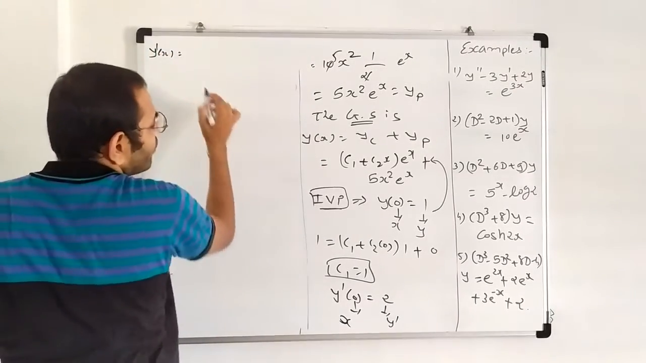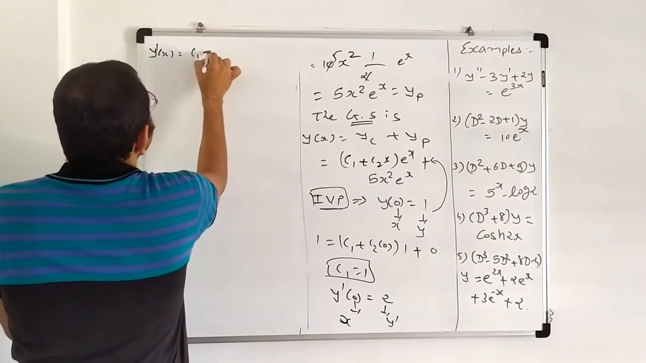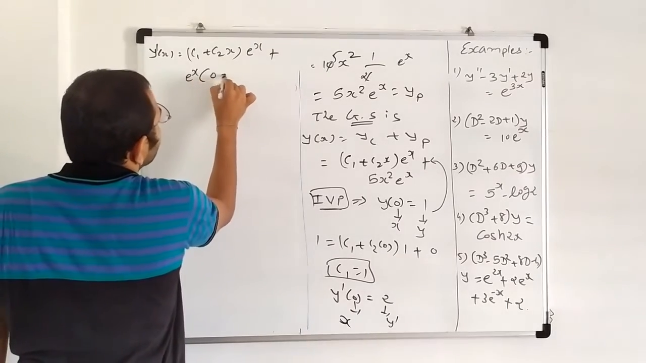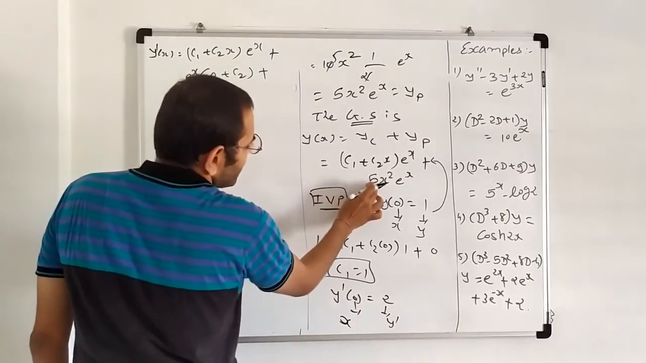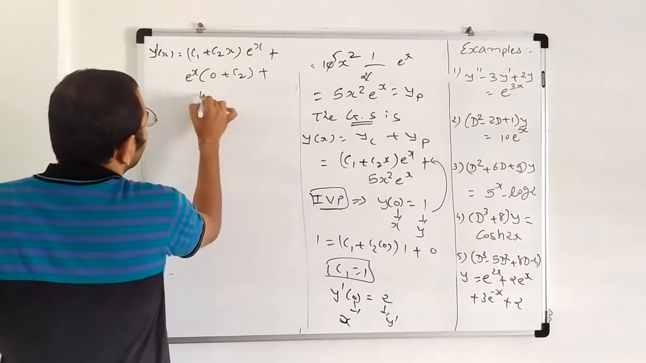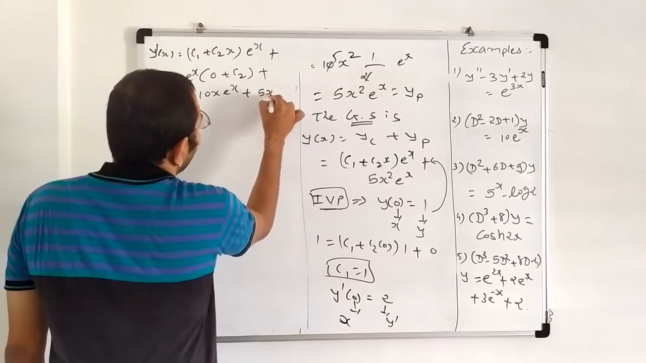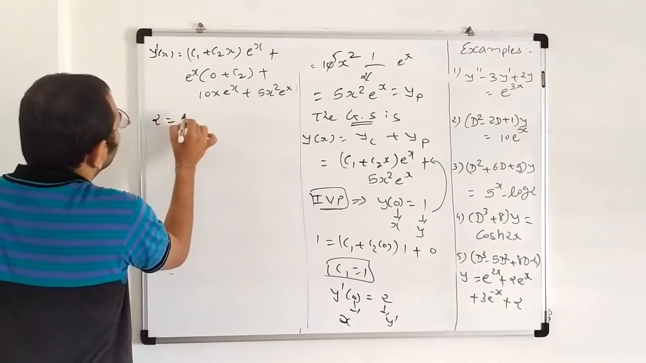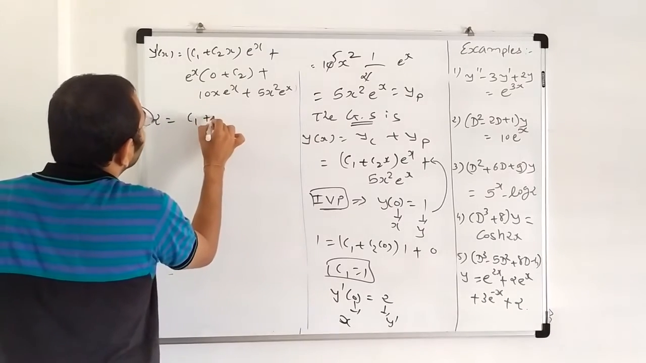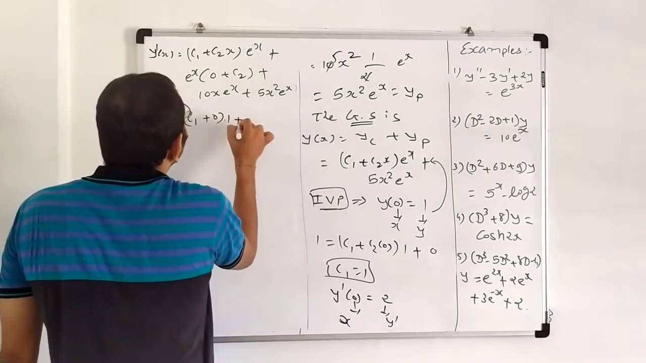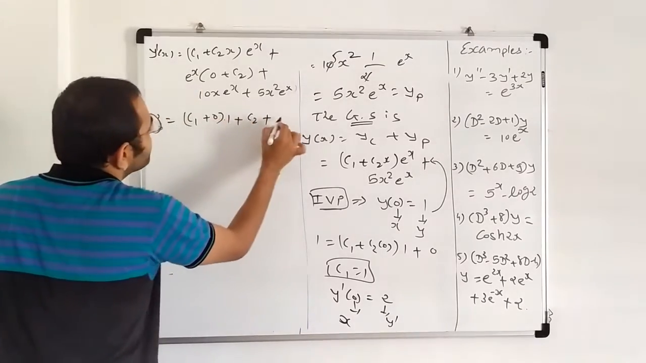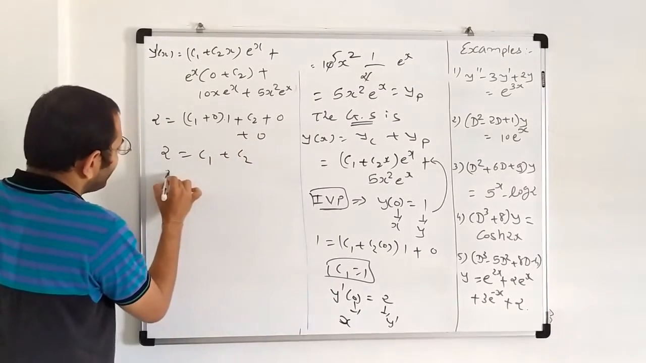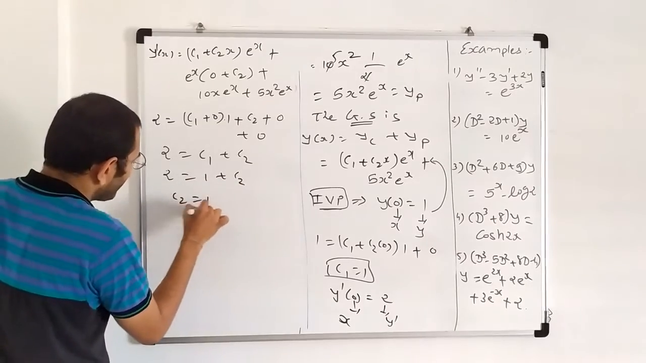Then y dash of x equal to, by the product rule, C1 plus C2x as it is, e raised to x, plus e raised to x as it is, 0 plus C2, plus again the product rule here: 10x e raised to x plus 5x square e raised to x. Substitute this value, x equal to 0, y dash equal to 2. Then 2 equals C1 plus 0, e raised to 0 is 1, plus e raised to 0 is 1, then C2 plus 0 plus 0. Then we get C1 plus C2. Substitute the value of C1, then we get C2 equal to again 1.